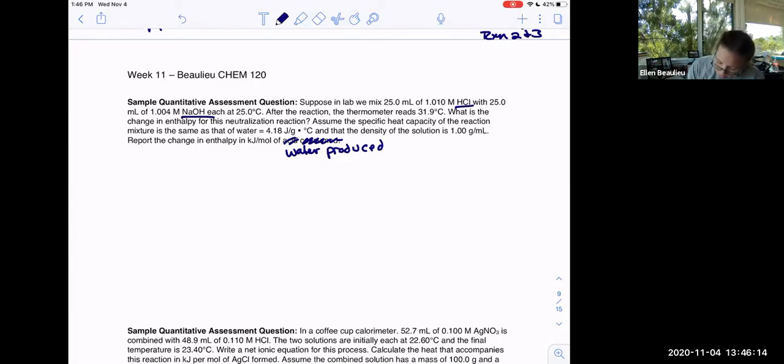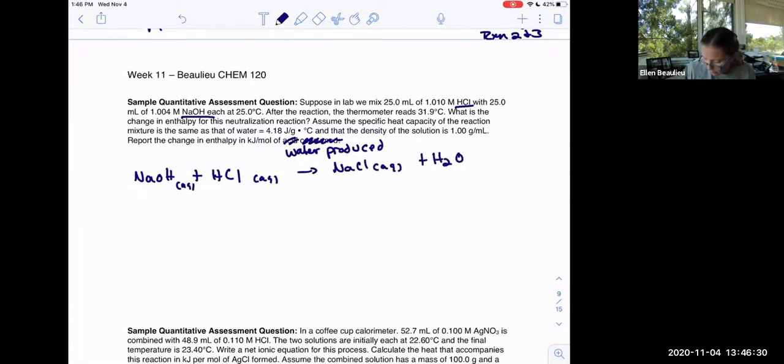Okay, I read through this and I read that we have 2 things reacting. This is a chemical reaction. I'm reacting sodium hydroxide with hydrochloric acid. Both of these are aqueous. So I'm going to make salt water as my product. Okay.